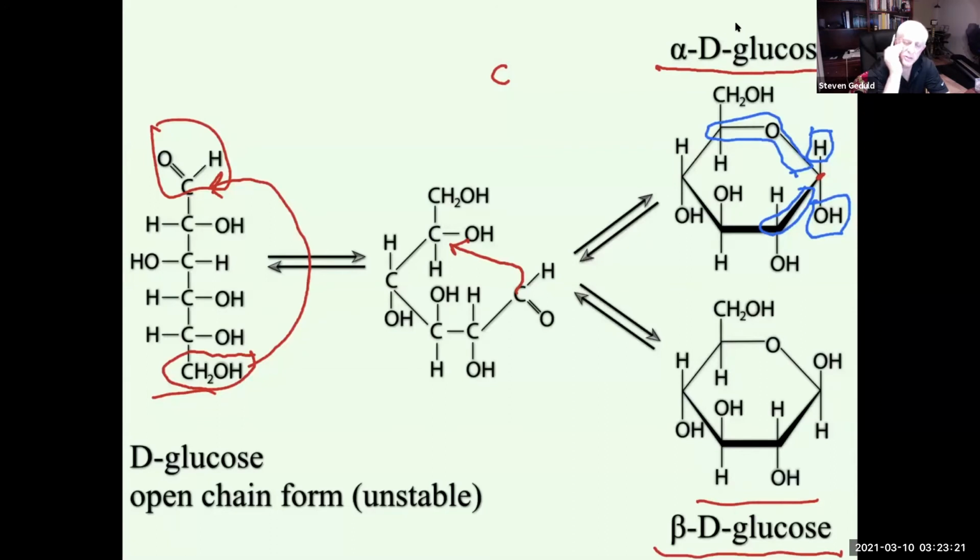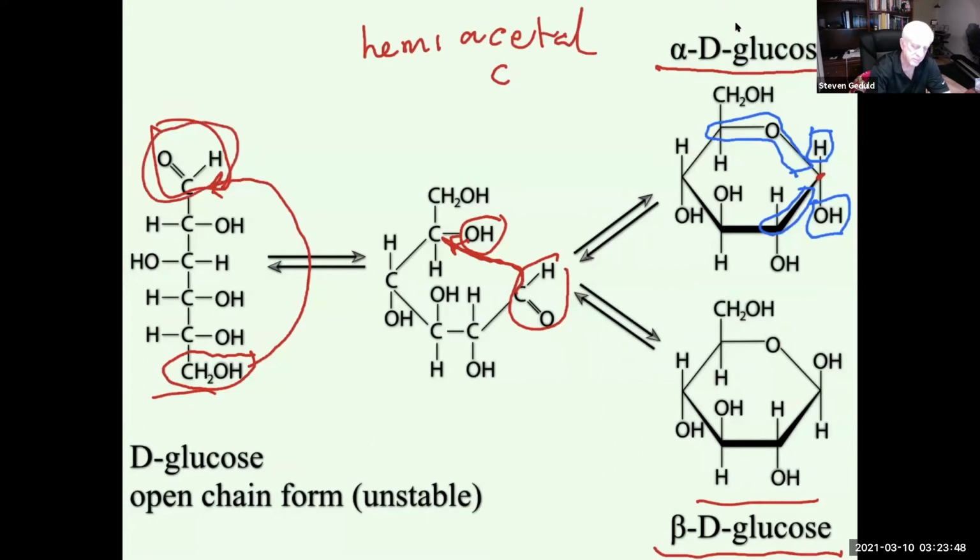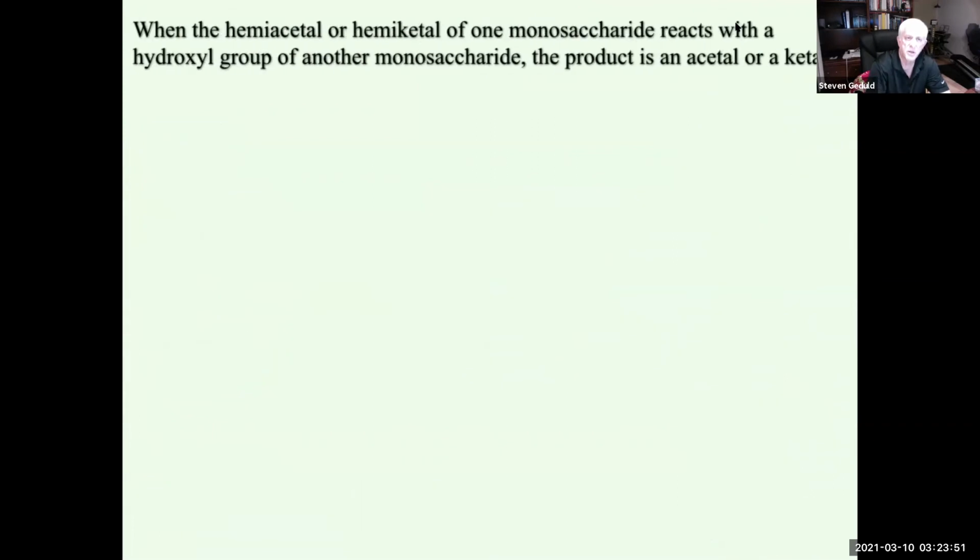So open chain structures of sugars are very unstable. They fold over upon themselves. Again, here's your aldehyde group, and here's your alcohol. They're going to form upon themselves and form that ring structure. The ring structures are hemi. In this case, it's an acetal group because this is an aldehyde right here. So when the hemiacetal or hemiketal of one monosaccharide reacts with a hydroxyl group of another monosaccharide, the product is an acetal or a ketal. So now when these attach to each other, we form an acetal group or a ketal group.